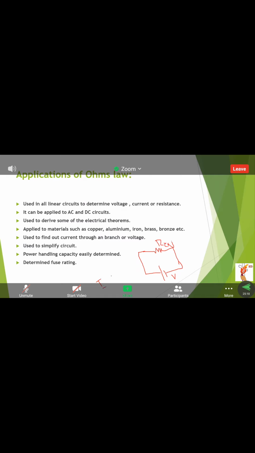I is equal to, directly we can write the formula, V by R equivalent. So a number of resistors is converted into one single R value. Voltage is constant, it does not change. So then we can easily determine the I value. The V value we know, the R value also we know, so we clearly find the I value. So that is one of the applications: simplify the circuits.